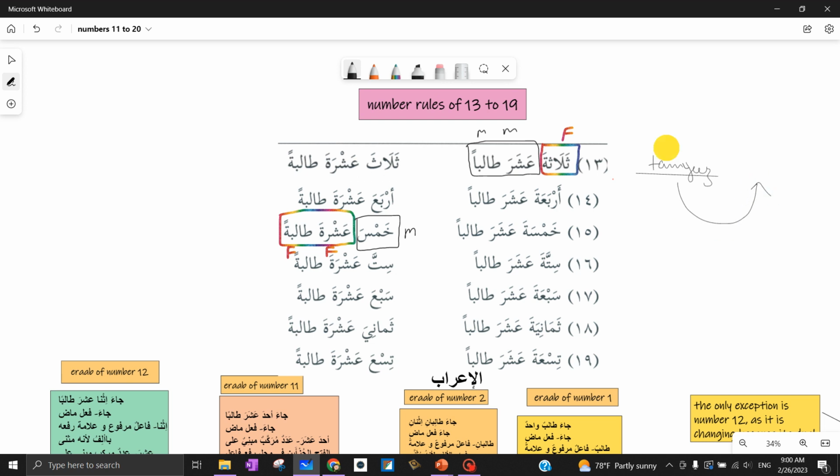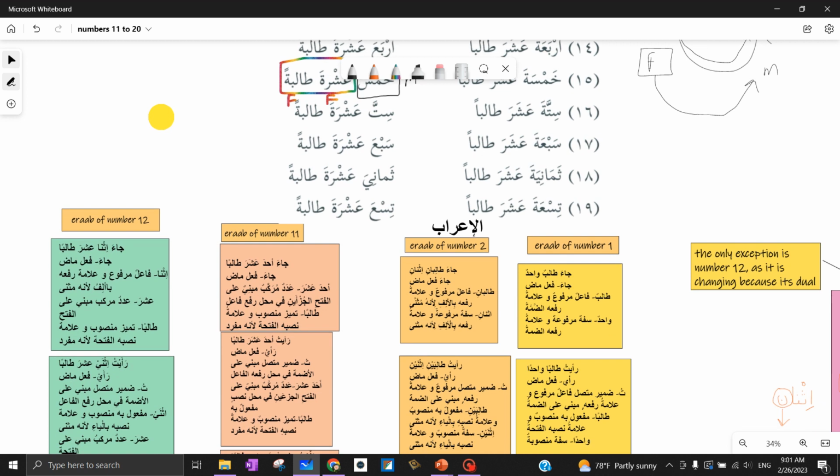If the tamiz is male, then you decide the number should be female. If the tamiz is female, then you decide the number should be male. So always first of all do the tamiz. Always write the tamiz first and then decide for the number. So let's see. Okay, let's see the numbers.